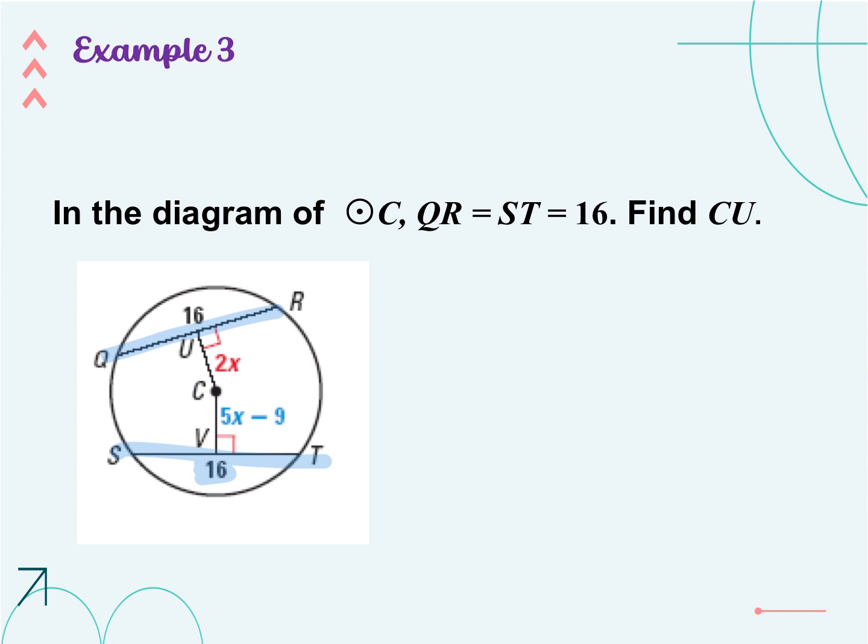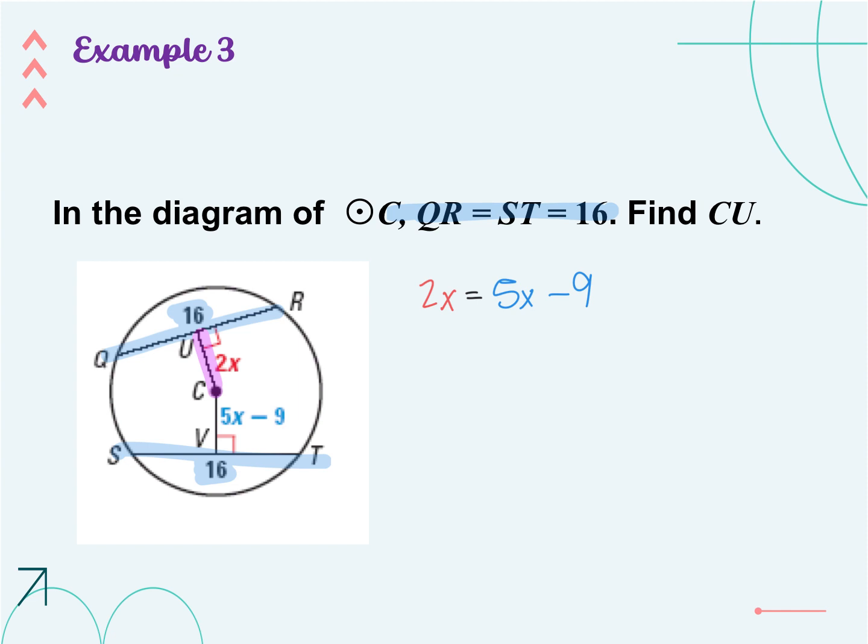All right, in diagram of circle C, now they're telling us QR is the same measure as ST, which is 16. They're asking me to solve for CU. How would I solve for CU? 2x equals 5x minus 9. Good, I'm still setting them up equal. So setting it up as 2x equals 5x minus 9.